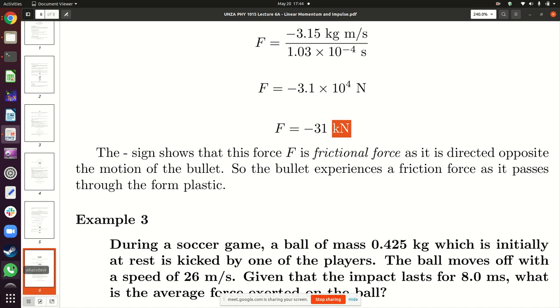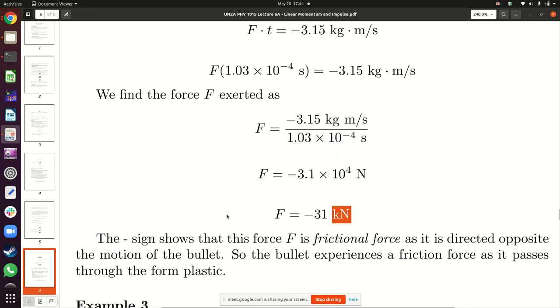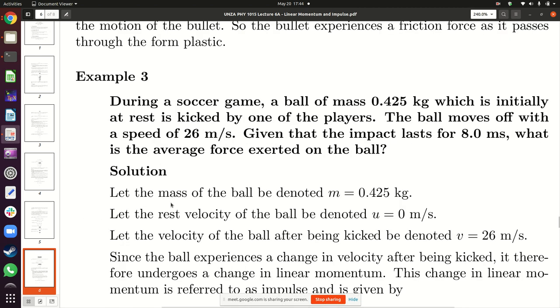Okay, let's move on to example number 3. So far, the two examples we have looked at have resulted in a loss in motion. Delta P was negative. So let us look at an example in which the change in motion is going to be positive. During a soccer game, a ball of mass 0.42 kg, which is initially at rest, is kicked by one of the players. The ball moves off with a speed of 26 meters per second. Given that the impact lasts 0.8 milliseconds, what is the average force exerted on the ball?